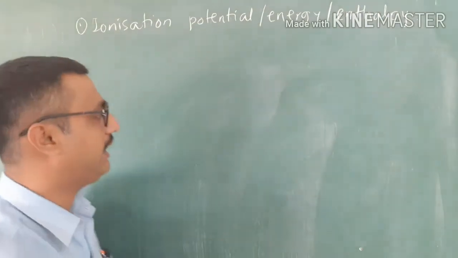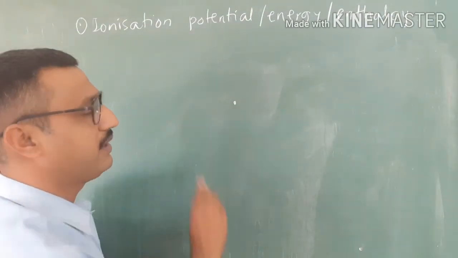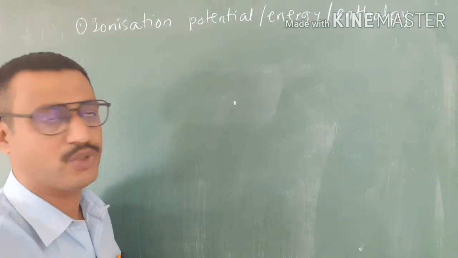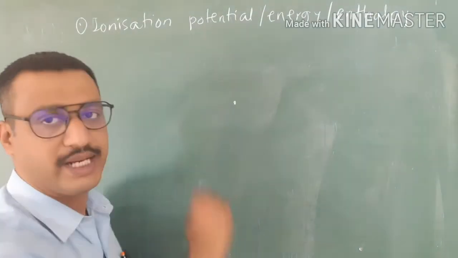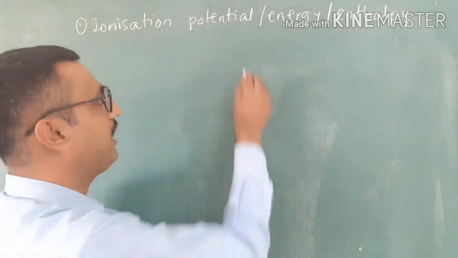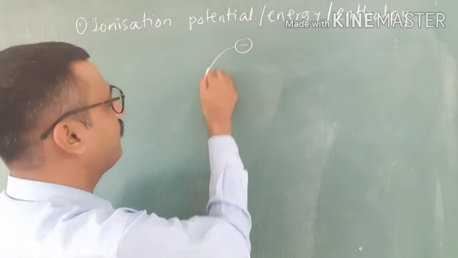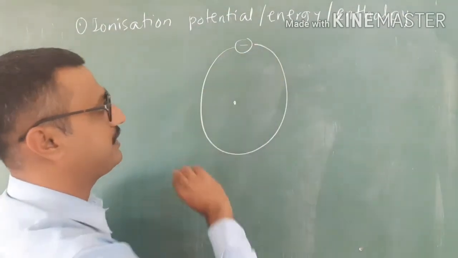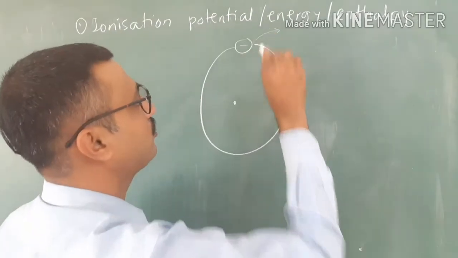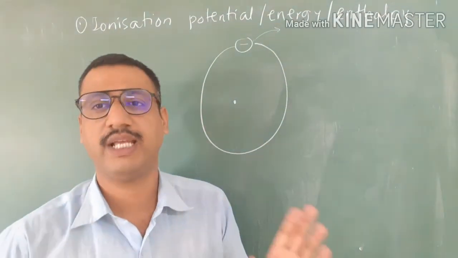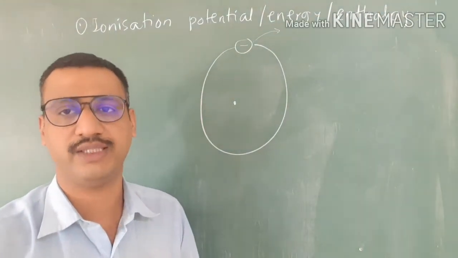We know that in an atom, centrally there is a nucleus consisting of protons and neutrons, and around the nucleus there are different shells. In the outermost shell the most loosely bound electron is present. So to remove the most loosely bound electron, whatever energy is required, that is the ionization energy.